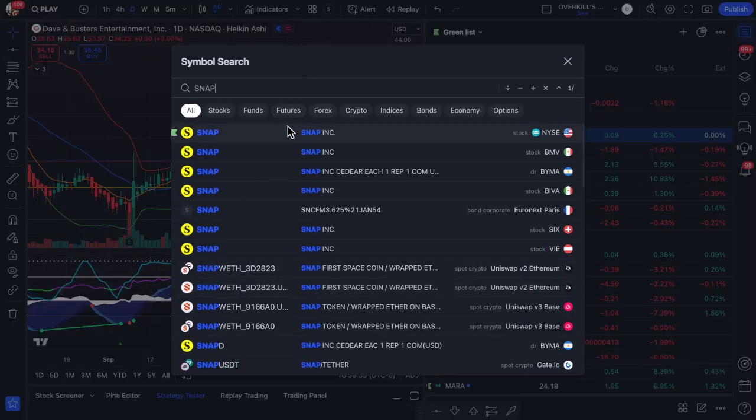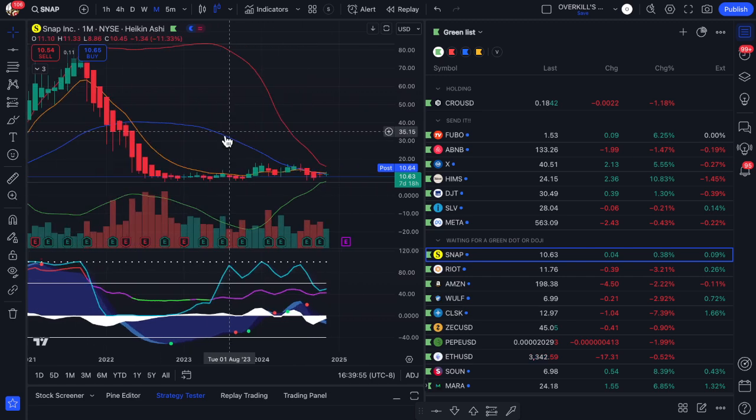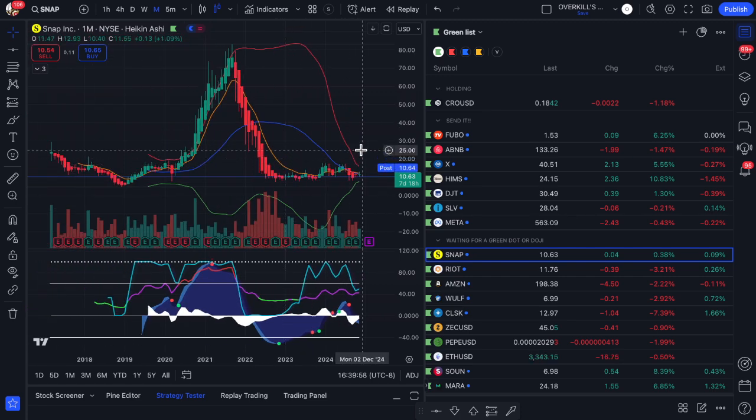Snapchat. I believe I posted this one in the Discord today. This is one of my favorite setups right now. I'm just super bullish on the company in general.